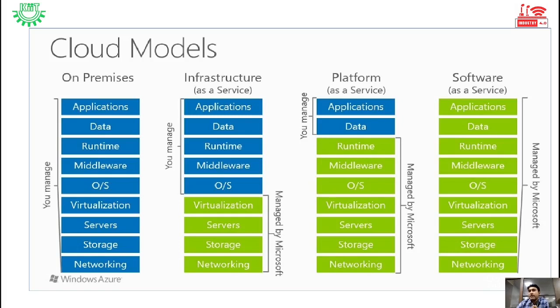Similarly, when we discuss platform as a service, you can see the green portions, the runtime, middleware, OS, all these things apart from the ones that were covered in infrastructure as a service are all managed by the cloud service provider, whereas applications and data are only managed by the user. And when we discuss software as a service, everything is actually managed by the cloud service provider. The user has to just use the resources.